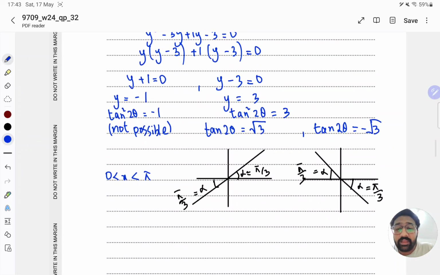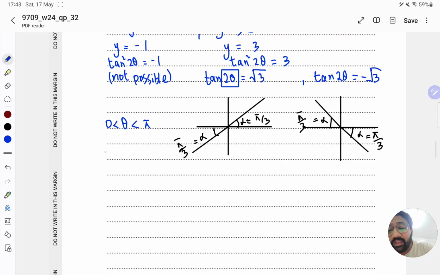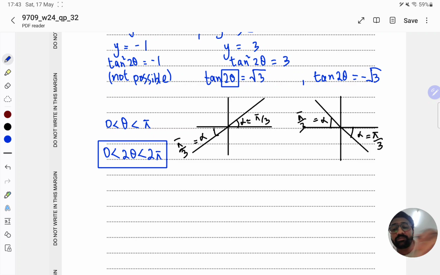Yes, theta, that's the one for theta. But over here we have 2 theta, not theta. If you look over here, it's tan 2 theta. So we will change the domain of the question, we will multiply everything by 2, so it will become 2 theta less than 2 pi. So now we are supposed to go up to 2 theta, which means one complete circle for both of them.